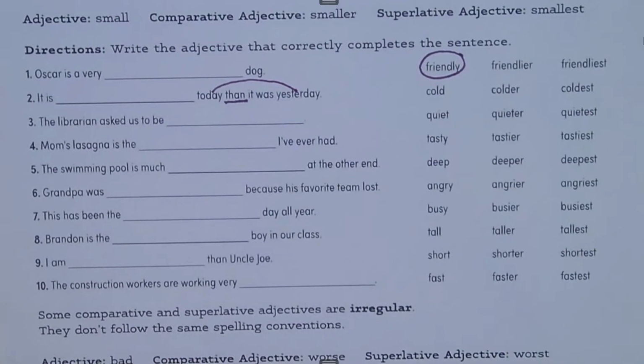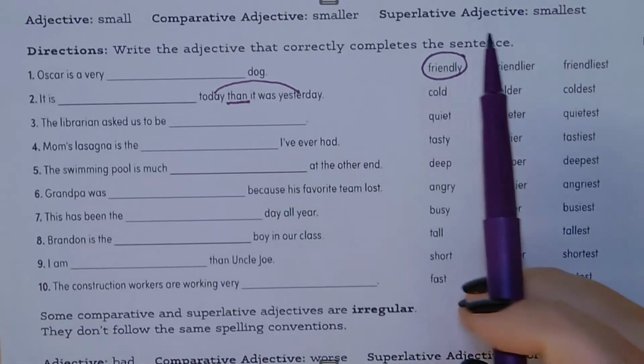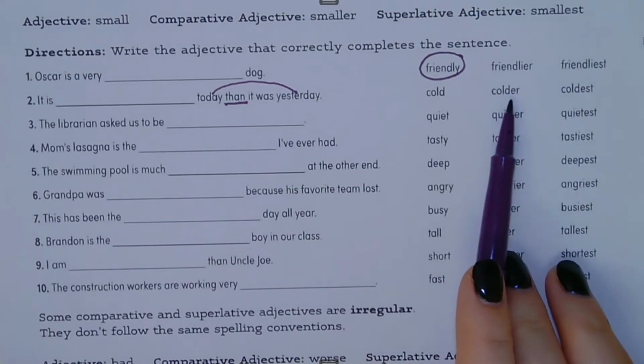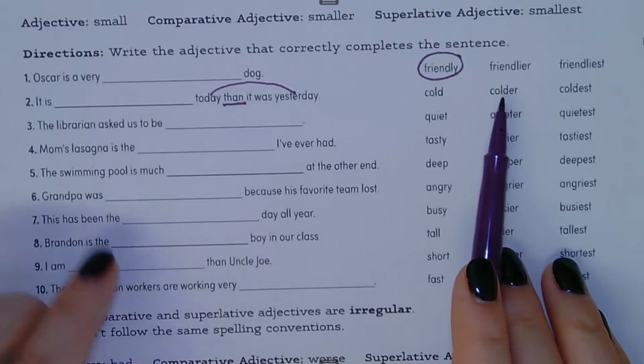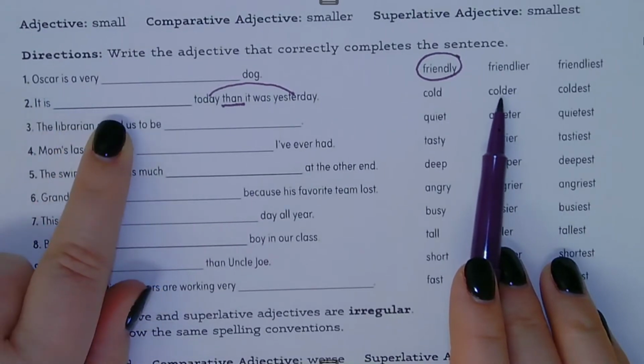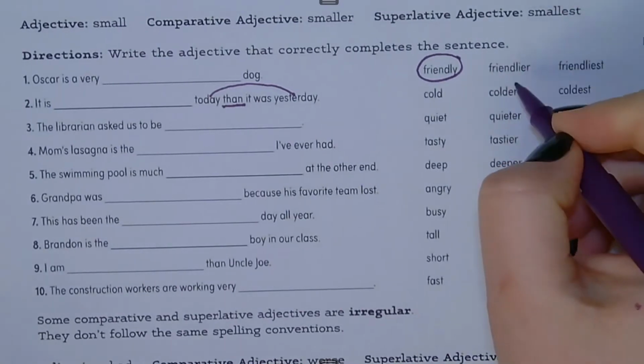So I know that I need a comparative adjective, because a comparative adjective is when you're comparing two things. And I also know that a comparative adjective ends in er most of the time. So I am going to start with the comparative adjective colder. Let's try it. It is colder today than it was yesterday. Perfect.